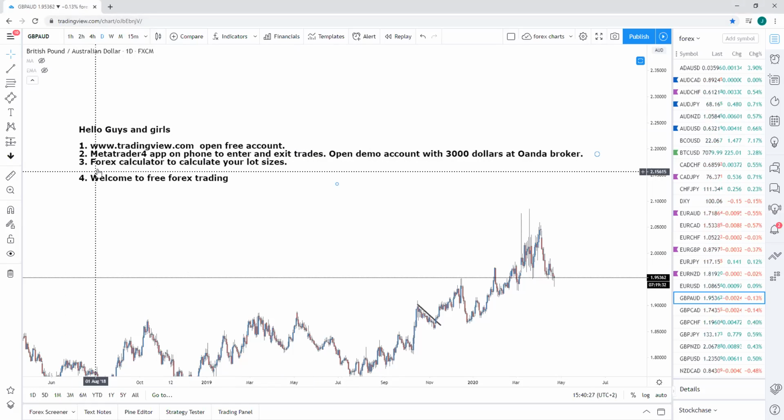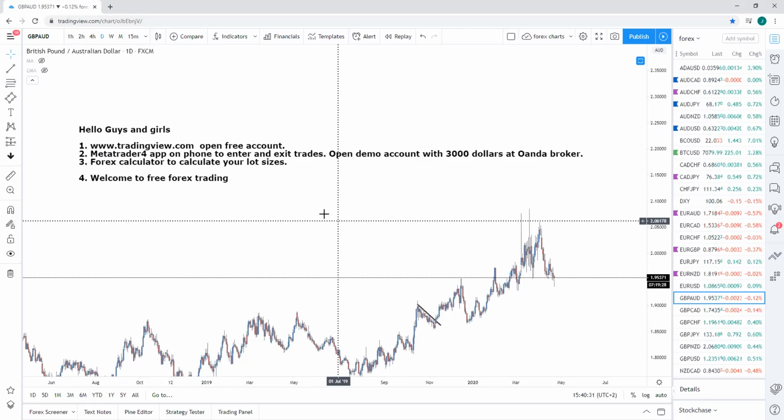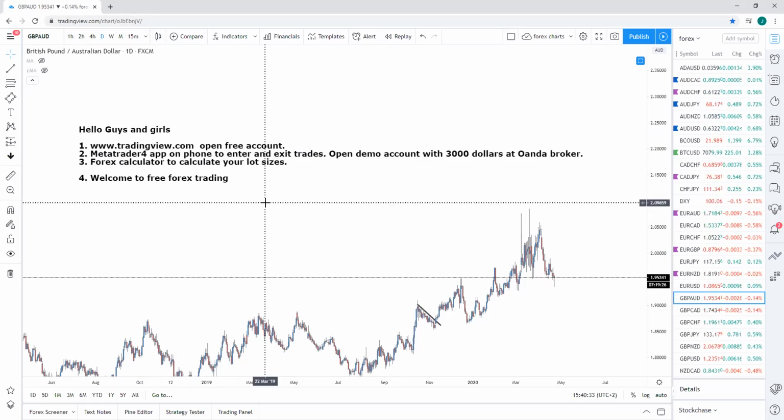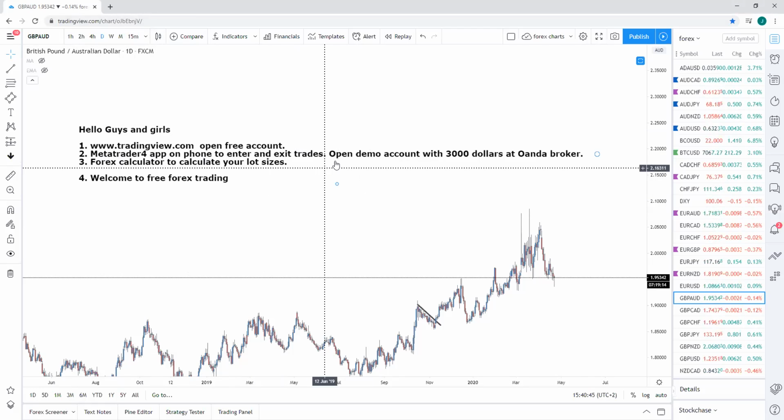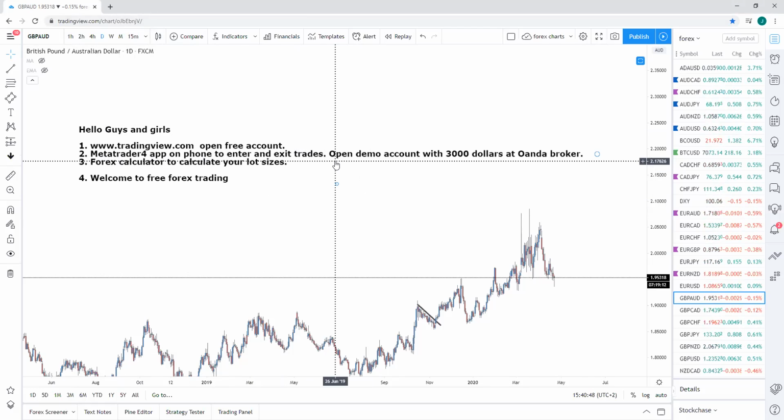The second thing you need to do is download MetaTrader 4, the app, on your phone, which you're going to use to enter and exit trades. We're going to talk about it in the near future as well. We're going to make a video on how to enter and exit trades. Let me just open my phone and see exactly how it looks.